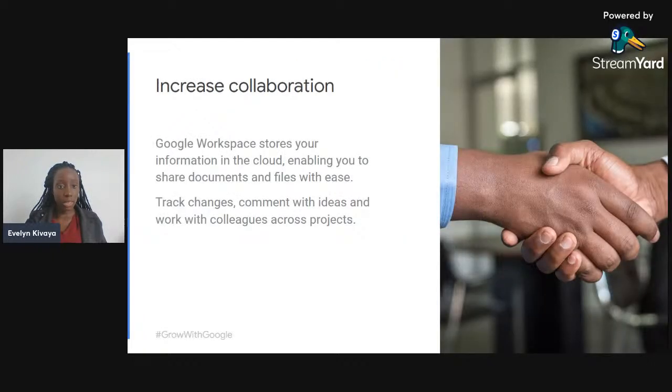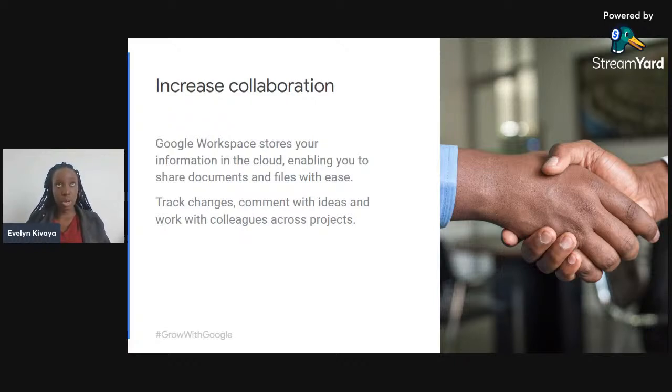To begin with, if I may ask you, how can Google Workspace be used to increase collaboration, for example, in an organization? We have seen that Google Workspace stores your information in the cloud, in Google Cloud, enabling you to share documents and files with ease. You can simply share a file URL or share documents and files via email. You can also encourage teams to collaborate and share ideas with you via Google Workspace. You can also restrict editing access.